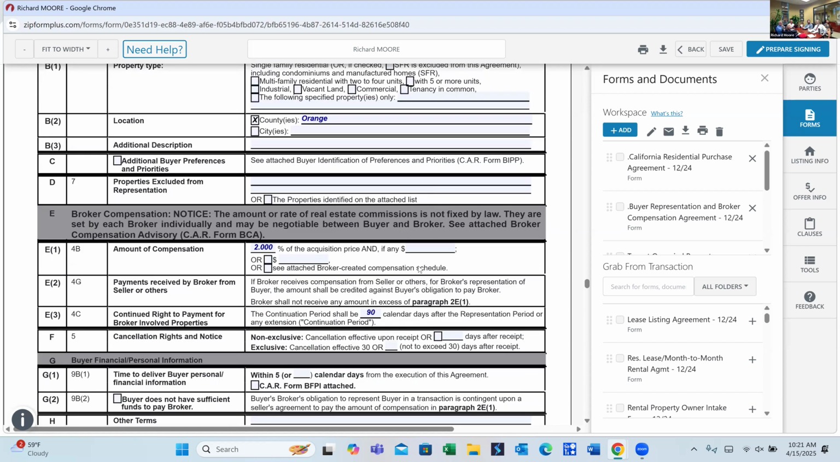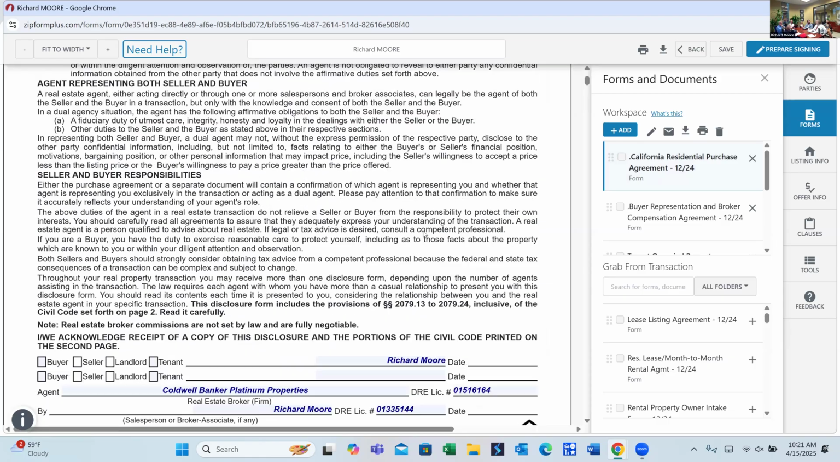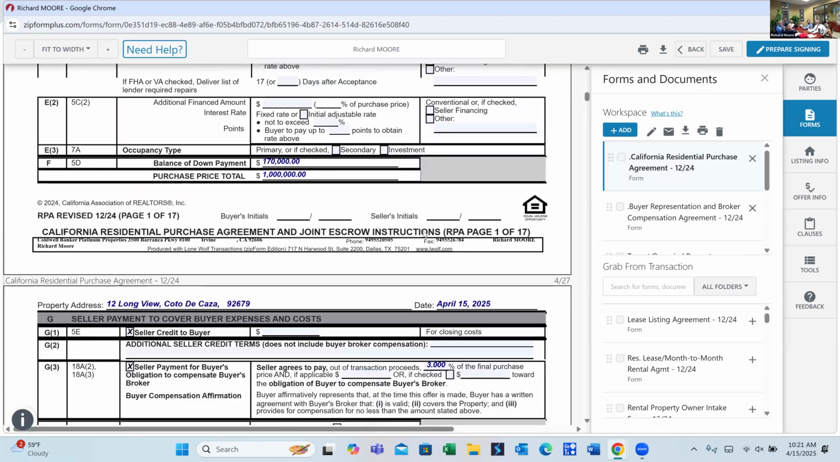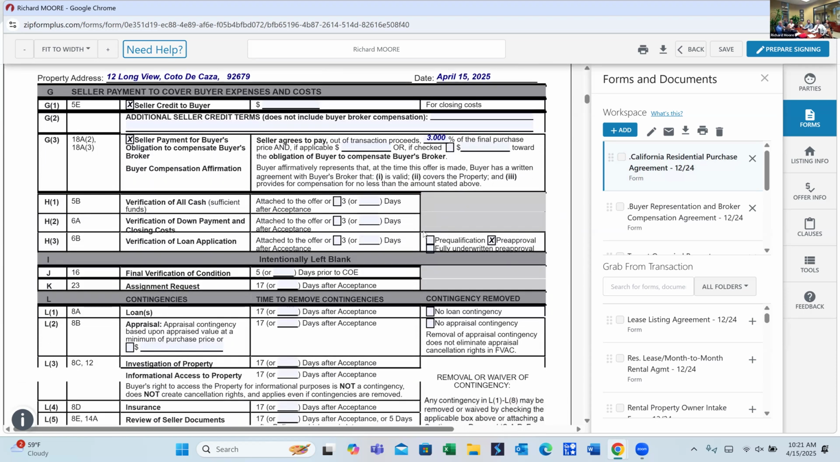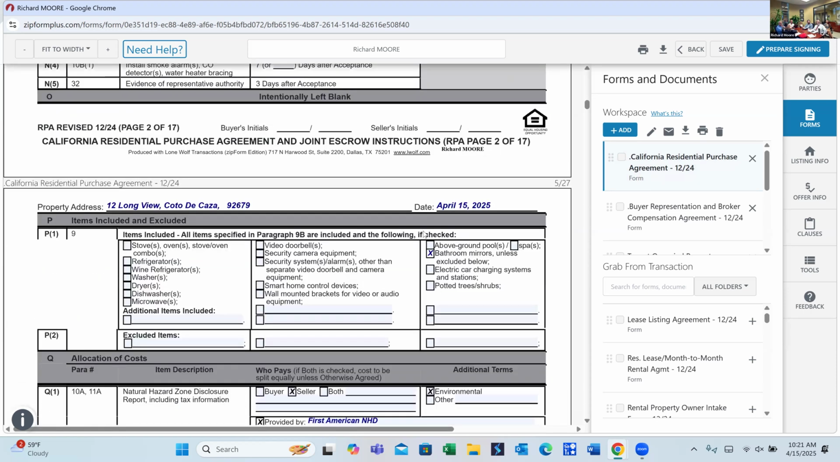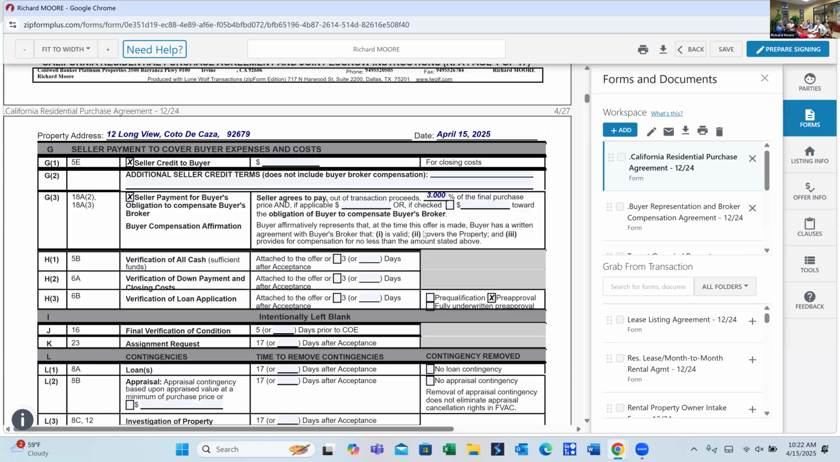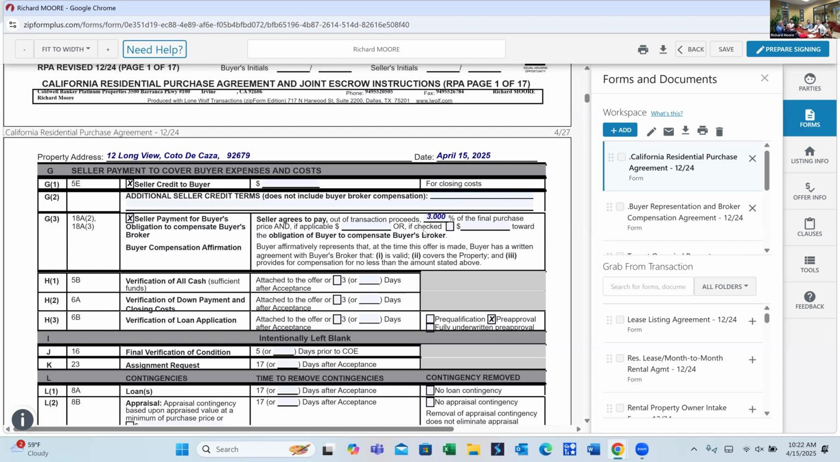And then here's the key aspect of this, section E1, amount of compensation, 2% of the acquisition price. So you notice I put 2% in here, but what did I put in the purchase contract? 3%. Now what does that mean? The seller has no obligation to pay. Period. And that's why I wanted to emphasize this. Yes, and the language is right in the purchase contract.